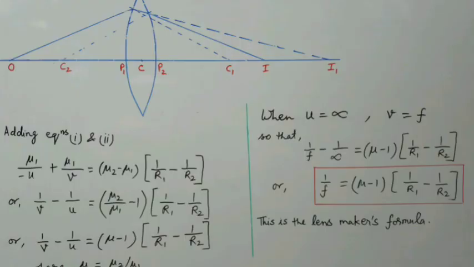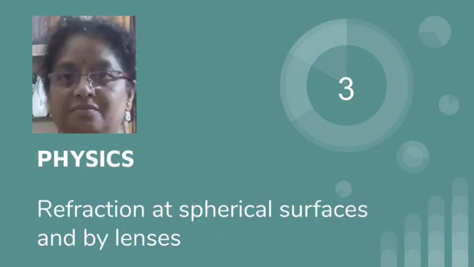If the object is at infinity, the image is formed at the focus of the lens. That is, when u is equal to infinity, v is equal to f. The relation then becomes 1 by f minus 1 by infinity is equal to (mu minus 1) times (1 by r1 minus 1 by r2). And finally, it is 1 by f is equal to (mu minus 1) times (1 by r1 minus 1 by r2). This relation is the well-known lens maker's formula. The other details about thin lenses will be discussed in the next lesson.